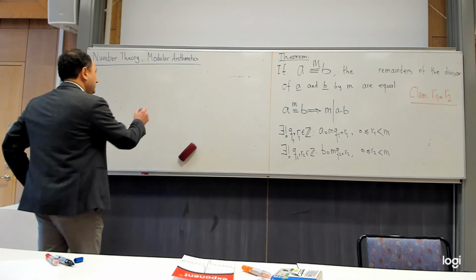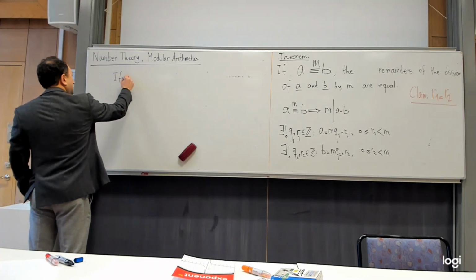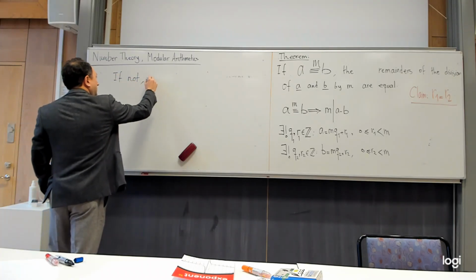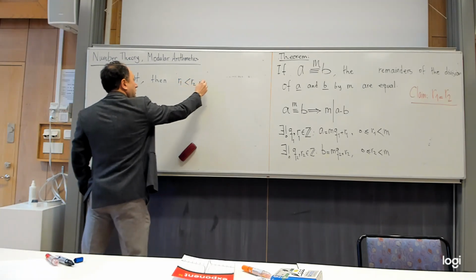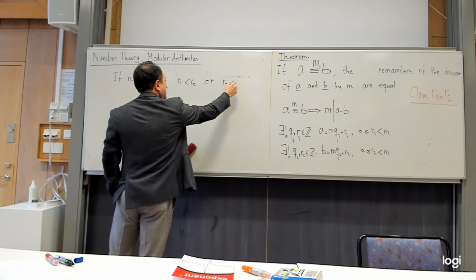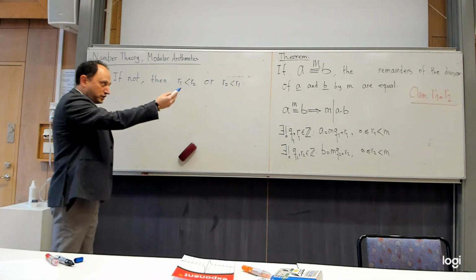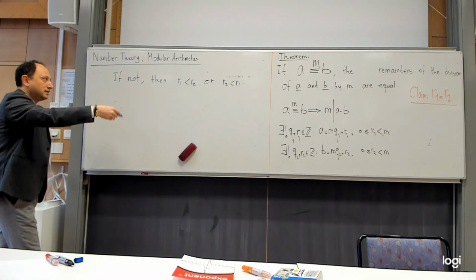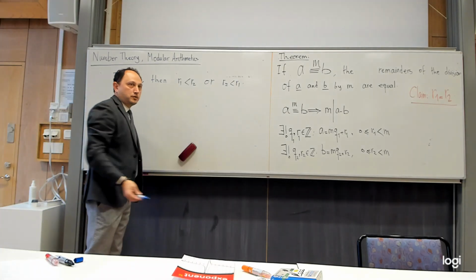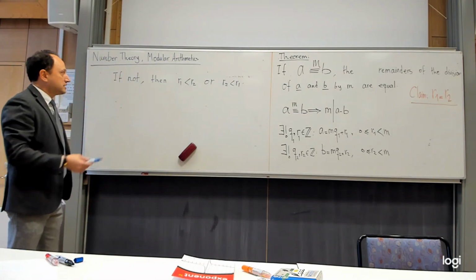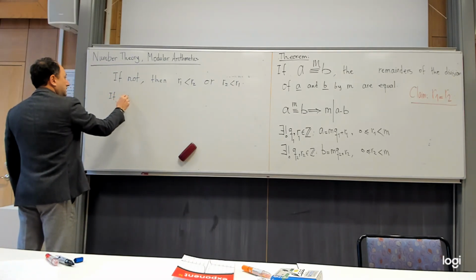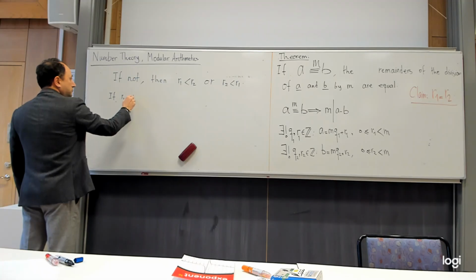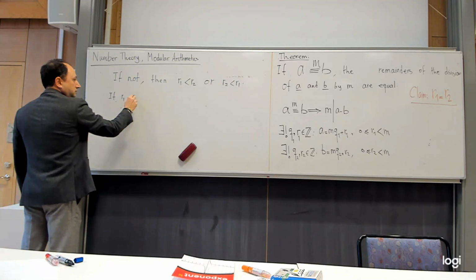Okay, so if not, then R1 is less than R2 or R2 is less than R1. Yes? I want to show that they are the same. If you don't agree with me, then you have to agree with this one or that one. Yes? Okay, let us, for example, concentrate here. If R1 is less than R2.